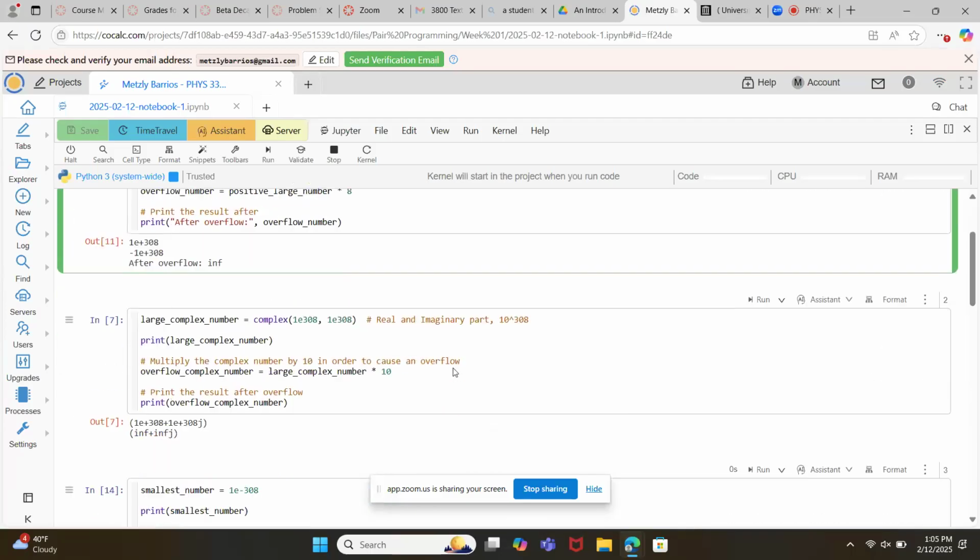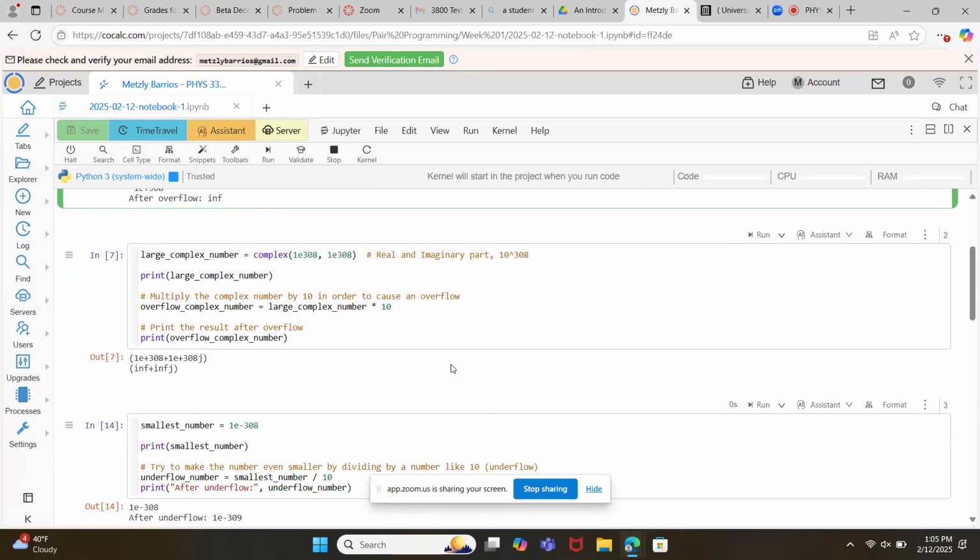And then, for this next part, I did it with complex numbers, which is what the text is also describing. If you multiply it by a complex number, you're also going to end up with infinity. So basically, the text is just saying that there are limitations to the numbers that we multiply.